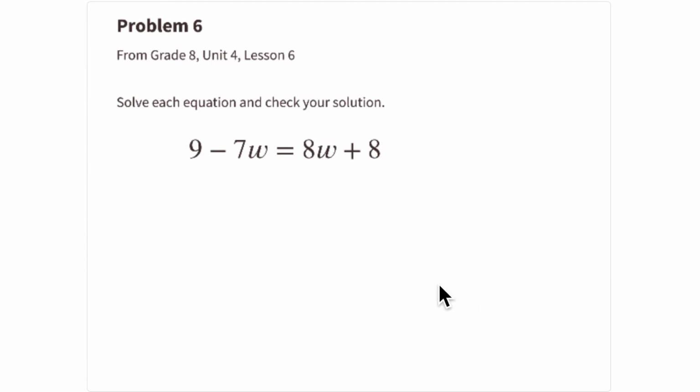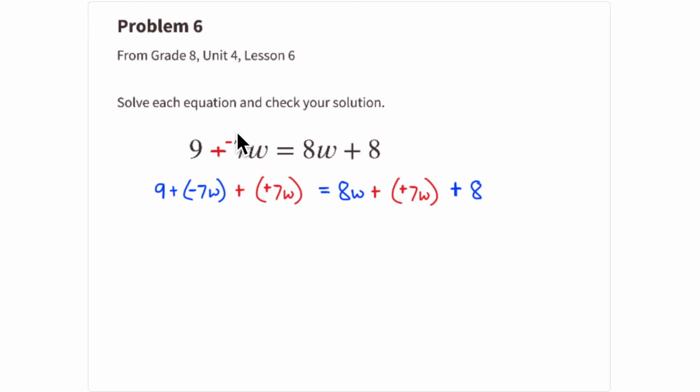And the last problem, again, I'm going to change this to adding the additive inverse, which is a negative 7w. So 9 plus a negative 7w equals 8w plus 8. And I want to keep the w's positive, so I'm going to add a positive 7w to this side so that these remain positive. I'm going to add that positive 7w here. So I'm going to get 15 w's right here plus 8. And over here I'm left with 9. And I'm going to add a negative 8 to both sides.